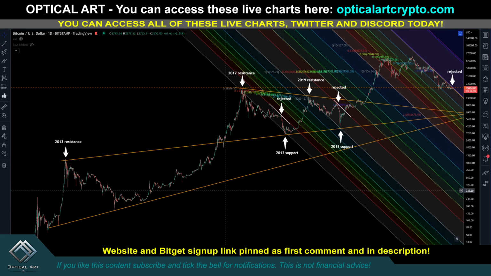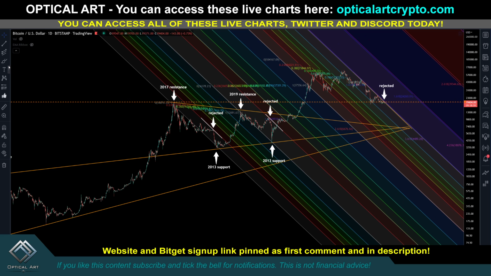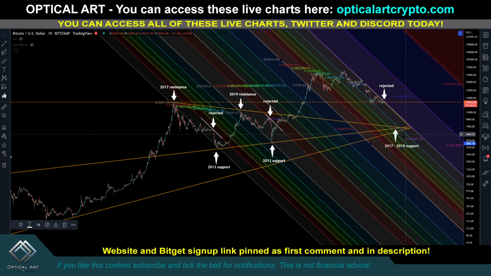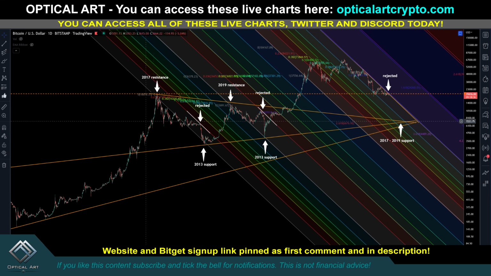So basically what happened is 2013 resistance got tested as support, tested as support. This was our 2017 resistance, 2019 resistance. Well, look what this is right here. This will be our 2017, 2019 support. So to be 2017 through 2019 support. All right, let's take it a step further. So let me do a trend line here and show what I'm talking about.